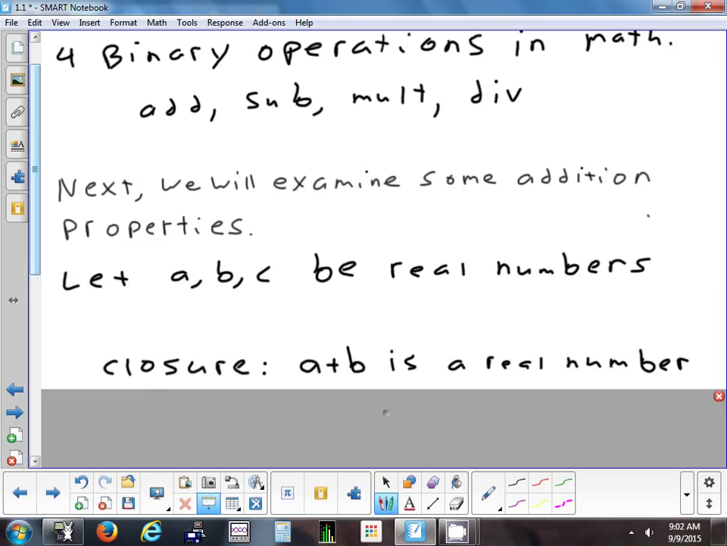We already talked about this property today, but I didn't really use this word. I gave you guys some examples. I said if you add an integer to an integer, do you get an integer? If you add a counting number to a counting number, do you get a counting number? Well, that property that I was just explaining, that's called closure.